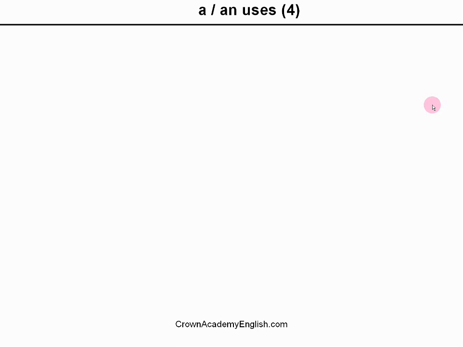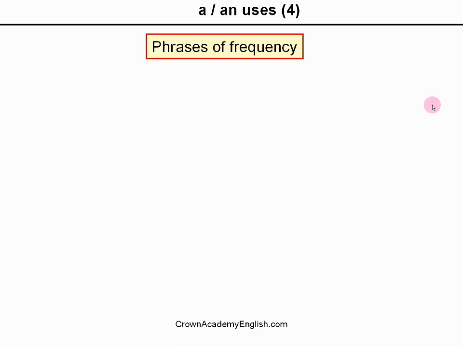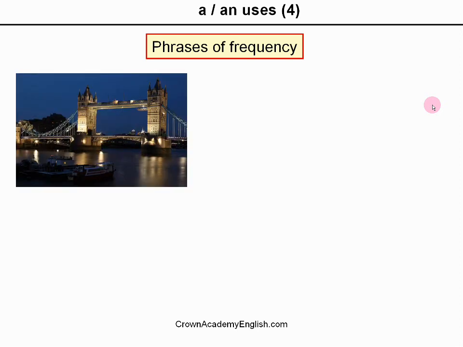Use number 4. Certain phrases of frequency. I travel to London 4 times a week. 4 times a week. This means that I regularly go to London, and during a week I go 4 times. So we use the indefinite article and we put it before the time period.